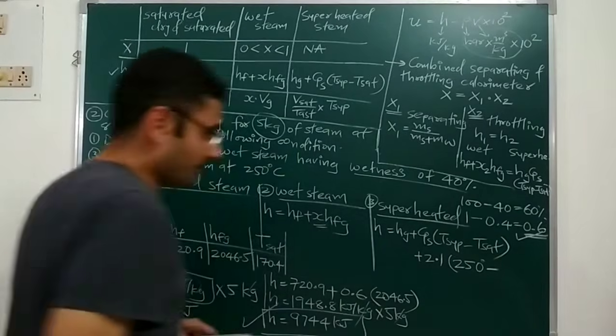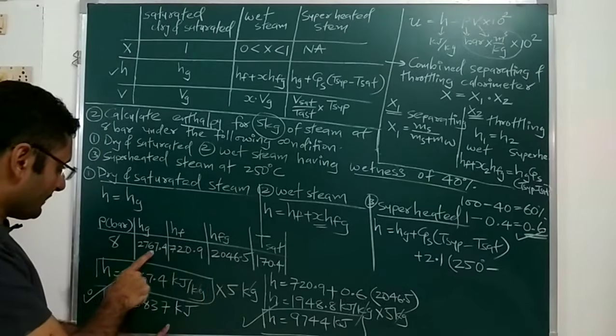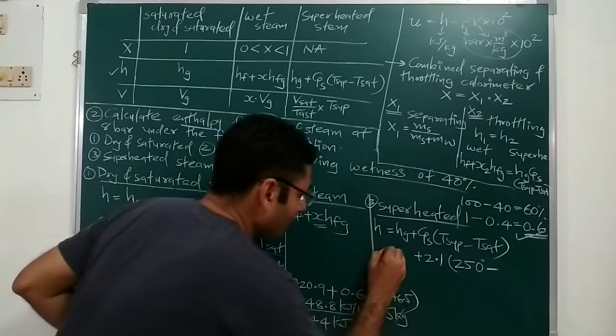And for that superheated steam, value of Hg is how much? Value of Hg is 2767.4.